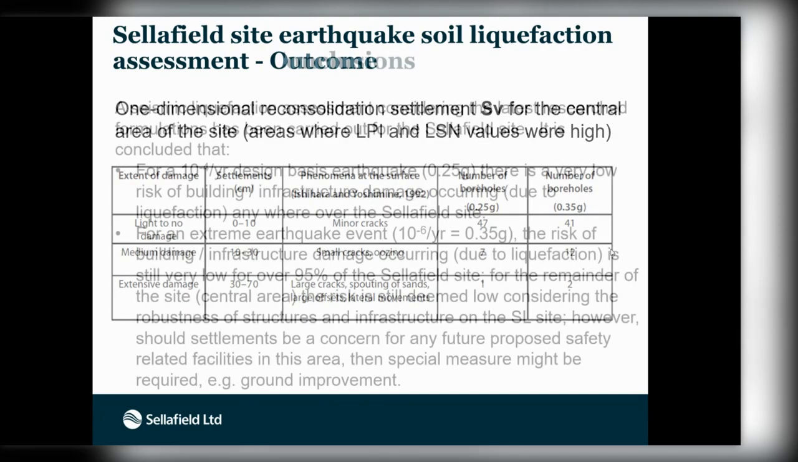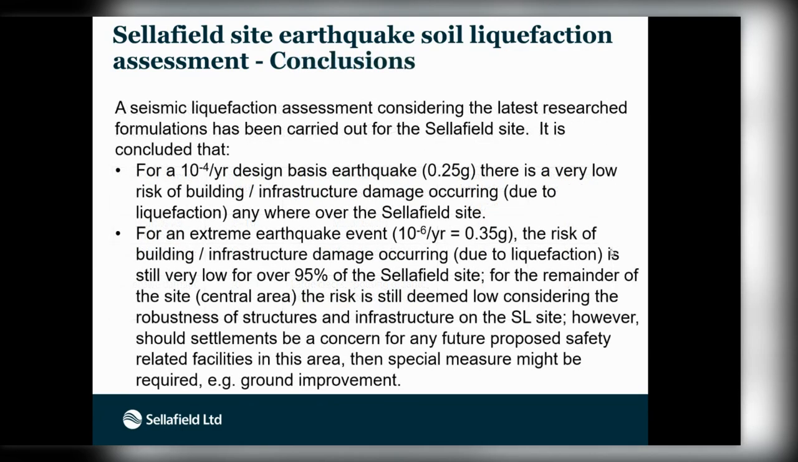Therefore, this is what we have concluded for the 10 to the minus 4 design basis earthquake, 0.25G: there is a very low risk of building infrastructure damage occurring everywhere over the Sellafield site. For the extreme earthquake event, 0.35G, the risk of liquefaction is very low for the majority of the site, over 95% of the Sellafield site.